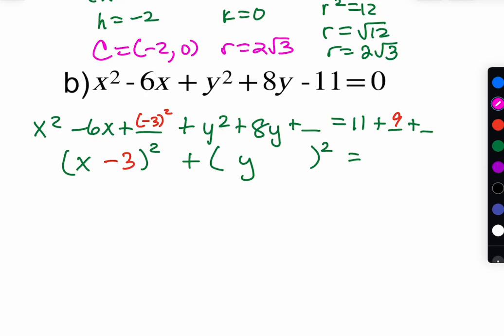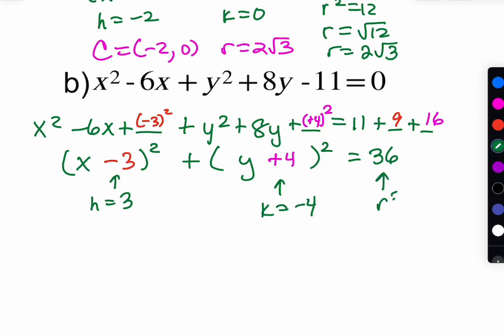Now that's what we do for the x's. We're going to repeat the exact same thing for the y's. Half of this number, the coefficient, fills that spot. So half of +8 is +4, and then +4 squared needs to fill the spot on both sides. +4 squared is +4 times +4, or 16. Now add up those numbers on the right. 11 plus 9 is 20. 20 plus 16 is 36. And now we've got every single thing we need. Our h is the opposite of what we see there. Our k is the opposite of what we see there. Our r squared is 36, so r is 6.